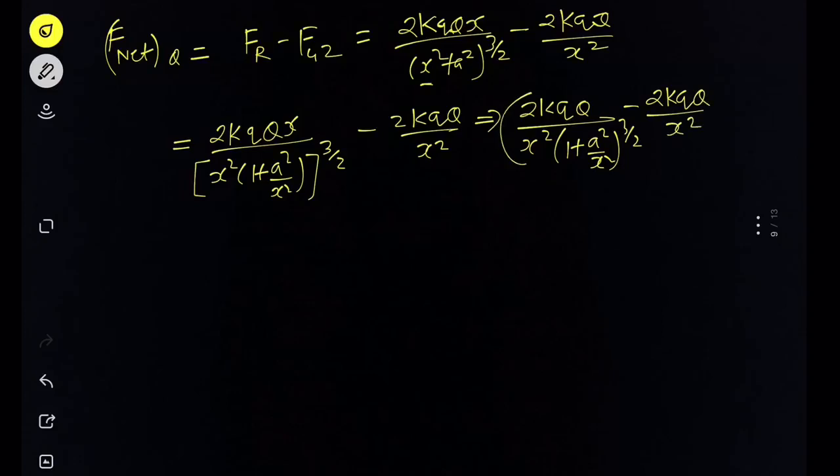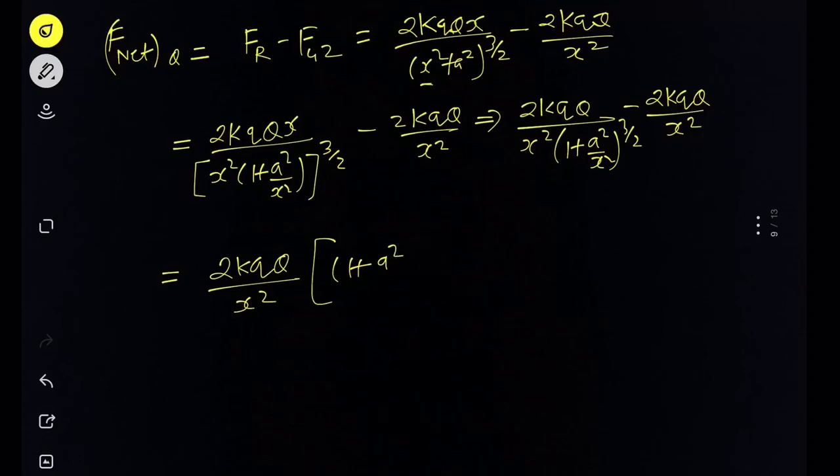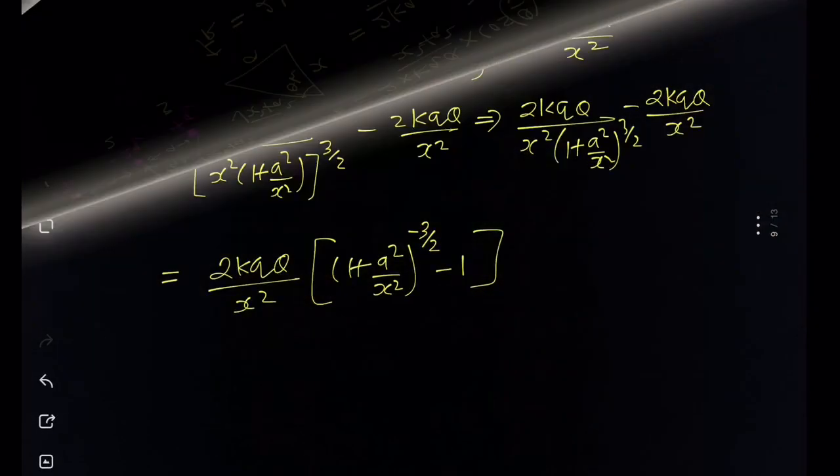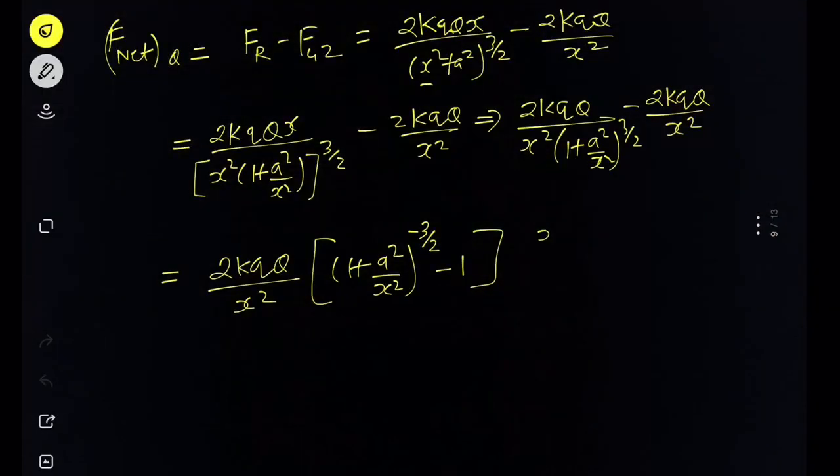See, we have got this term in both, so we can take it outside. So we can write it as 2kq capital Q over x square, and in bracket we'll get 1 plus a square by x square to the power minus 3 by 2 and minus 1. So here also now we had that approximation x is very greater than a, so a over x will be very less than 1.